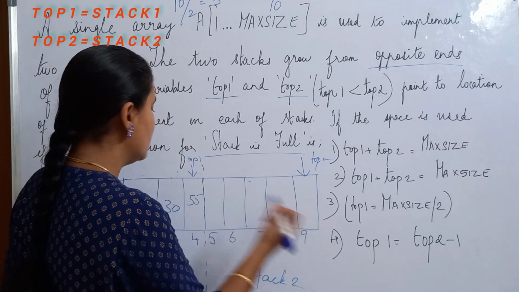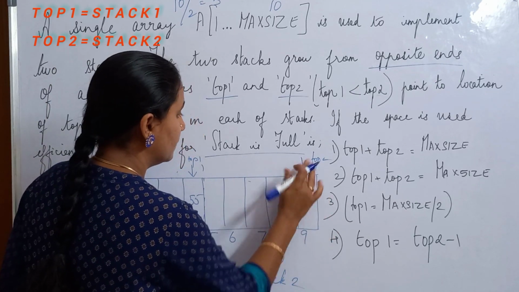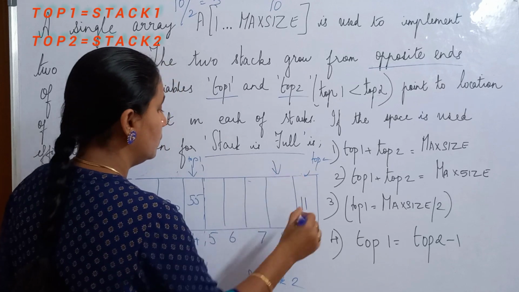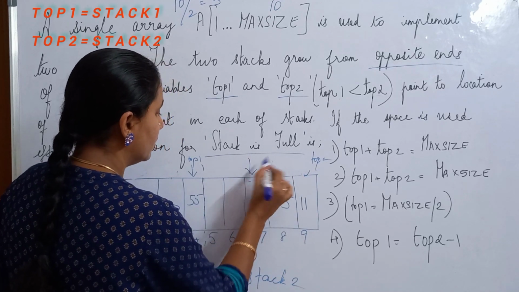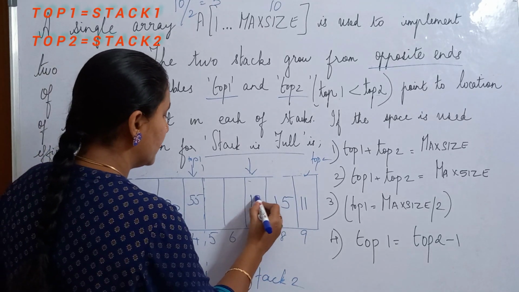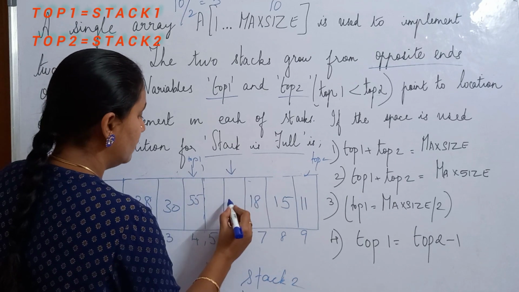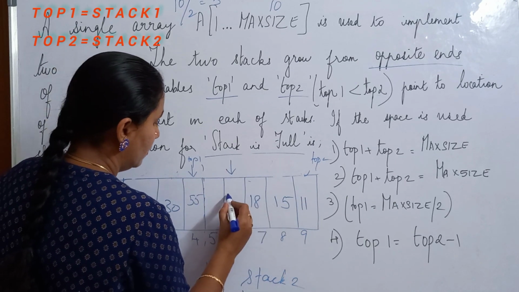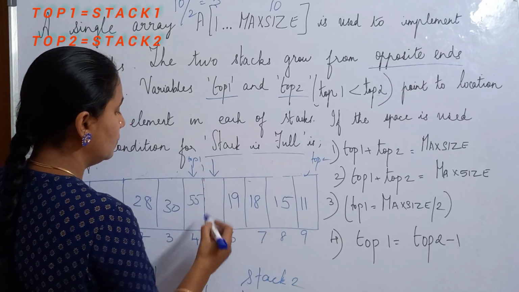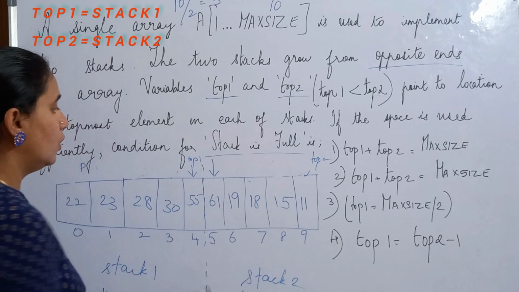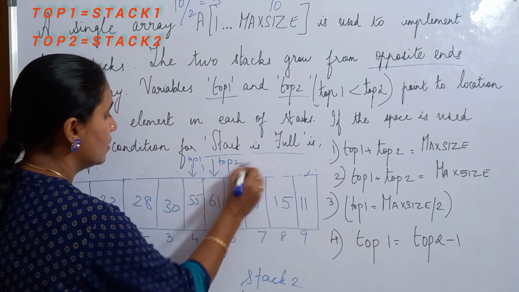So let the value be 11, and here the pointer is moved, so let the value be 15. Again I am moving the pointer, let the value be 18. Now I am going to insert the value, let the value be 19. Again I am inserting the value, let the value be 61. So now where is the pointer of top 2 present?